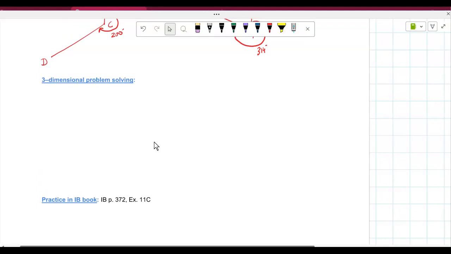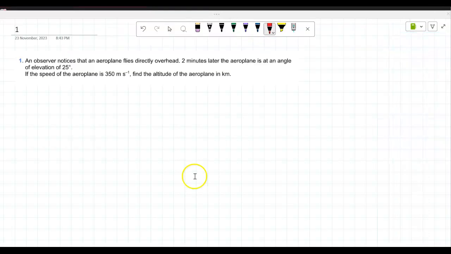Three-dimensional problem solving. You have to look at a diagram and solve it. We'll have to do the sums actually. First the aeroplane is here, overhead. There's a person standing over here. Then 2 minutes later the plane goes ahead. And the angle of elevation of that plane is 25 degrees.